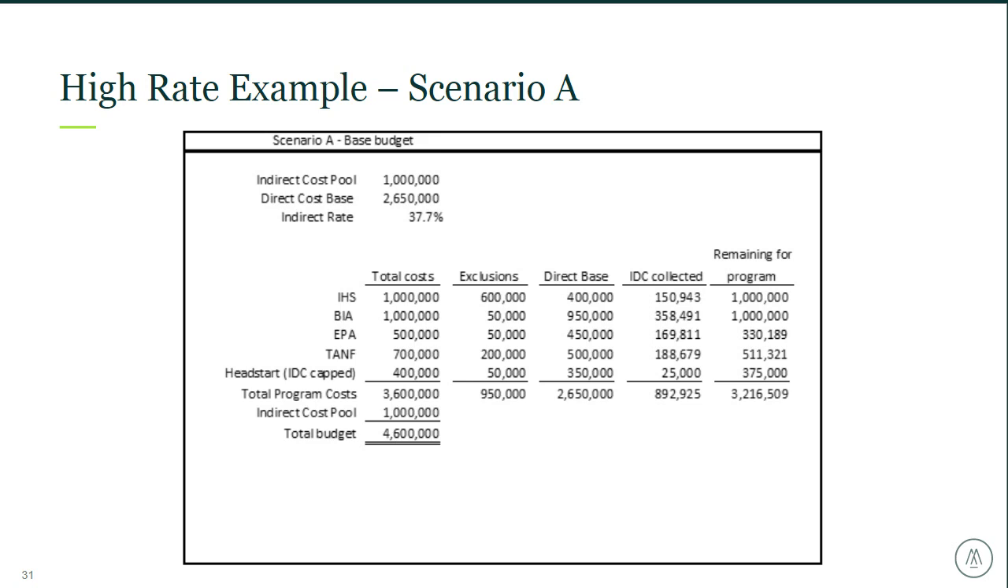However, if you look at the first column of total cost for IHS and BIA, the total remaining that you can still use for the program is still $1 million each, because remember, IDC is an add-on funding for these programs. But if we go down to EPA and TANF, now suddenly your remaining for the program column, the last column, compared to the first column for EPA and TANF, is lower because now you're taking funding out of the total cost for the EPA and TANF program. So you only have $330,000 available for EPA and $511,000 available for TANF, because the rest is going to the indirect cost calculated.